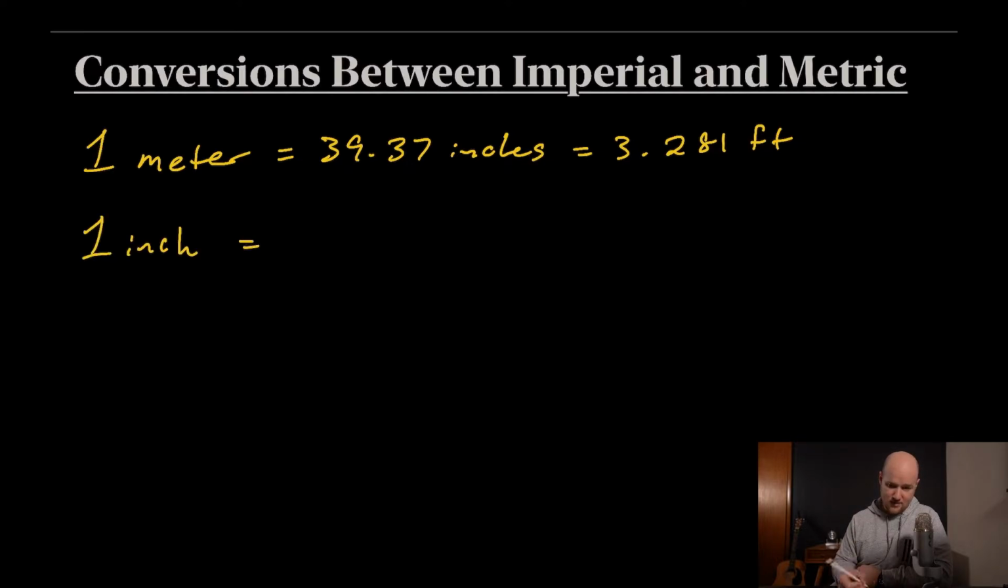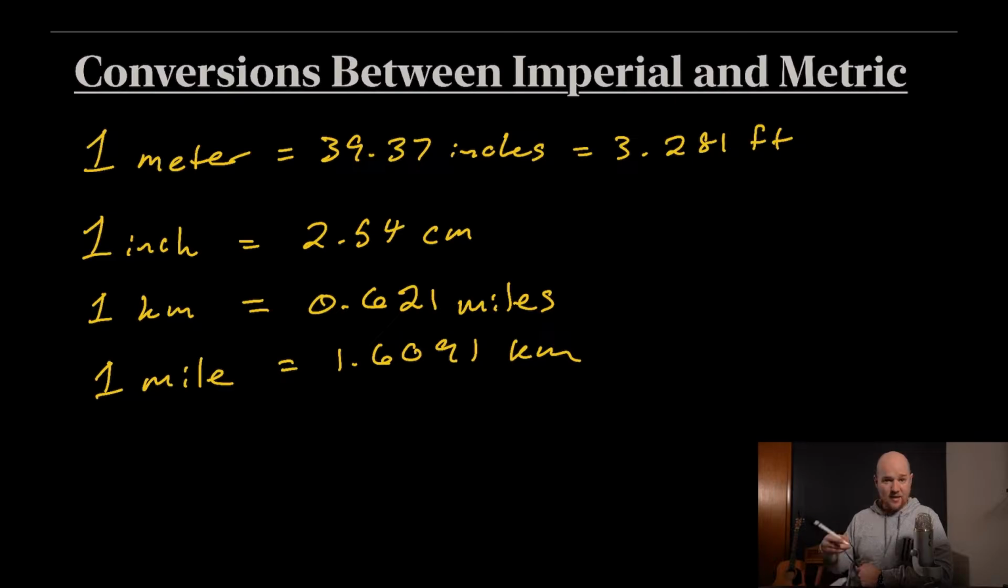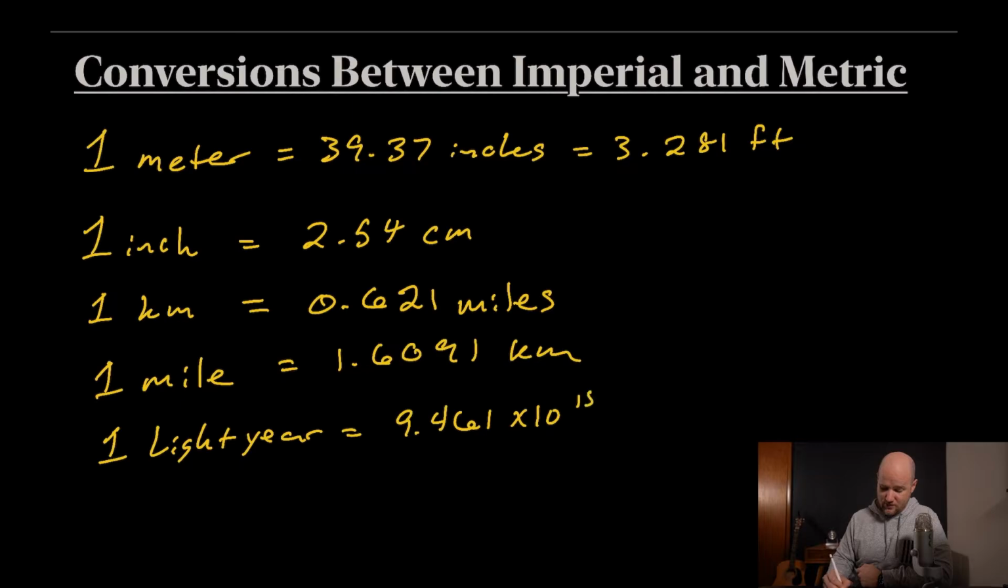1 inch is equal to 2.54 centimeters. 1 kilometer is equal to 0.621 miles. 1 mile is equal to 1.6091 kilometers. And then for fun, 1 light year, which is the distance light travels in a year, is 9.461 times 10 to the 15 meters.